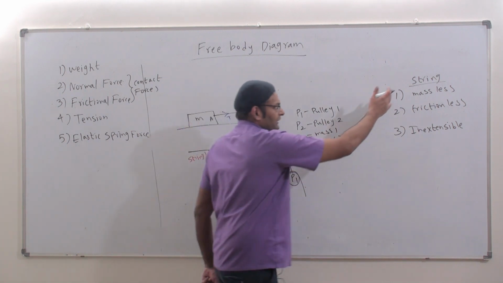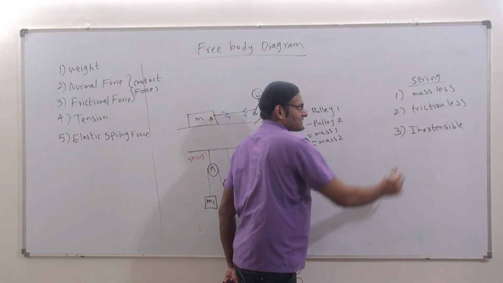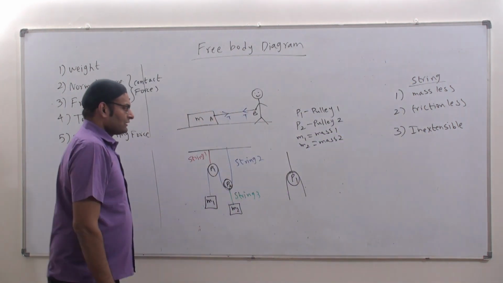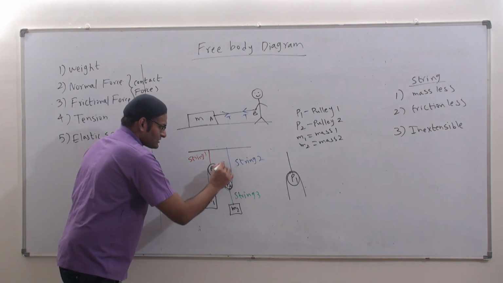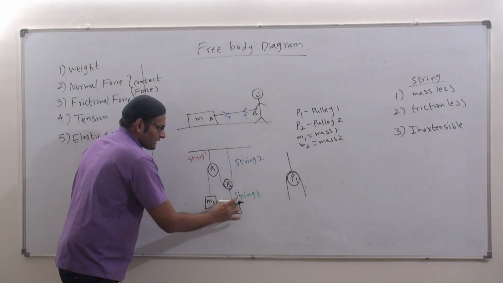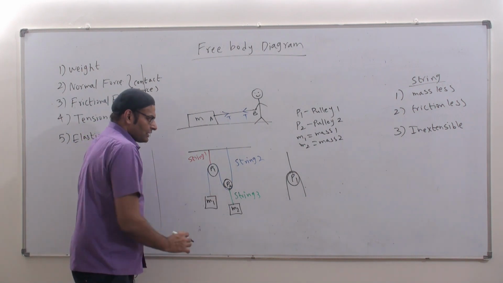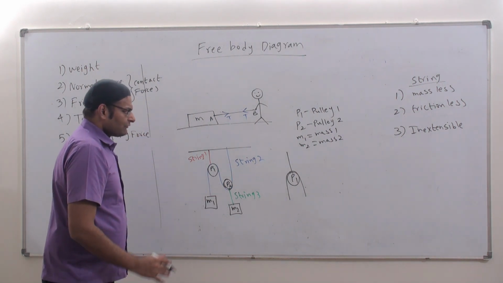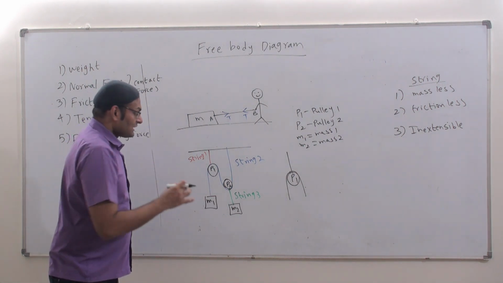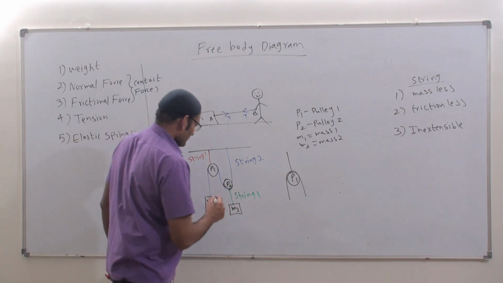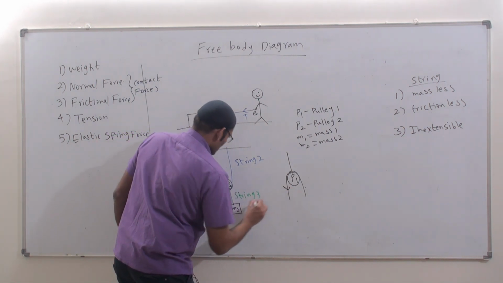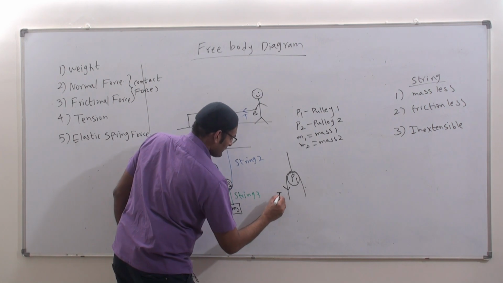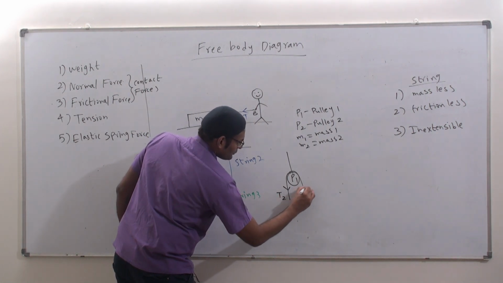Now what did I say? The string that I am taking into consideration is massless, frictionless, inextensible. So you need to understand that this is one string. This is the red string, this is the blue string, this is the green string. When the string is massless and frictionless, the tension would be the same. So let's say this is T, this is T2, this is T2.